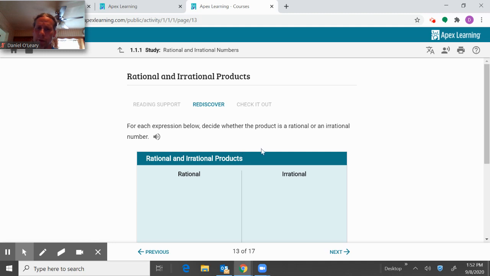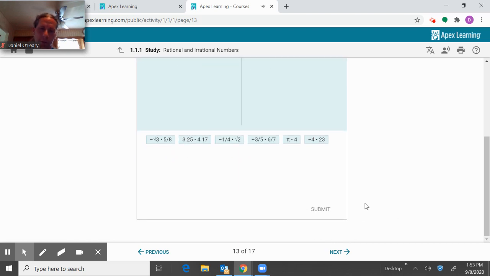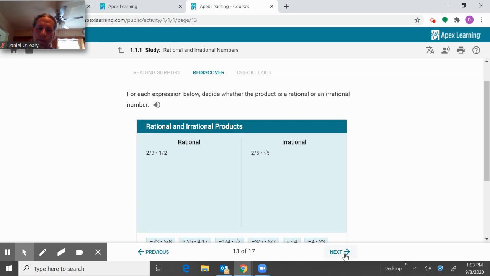All right, for each expression below, determine whether the product is a rational or irrational answer. So again, you would multiply. If you have a calculator, great. I see something like square root of 5 is irrational, so I know that that's automatically going to make my answer irrational. Here, I see 2 rational fractions, so I know that that should be rational. And when you submit your final answer, it'll tell you if you're correct or not.